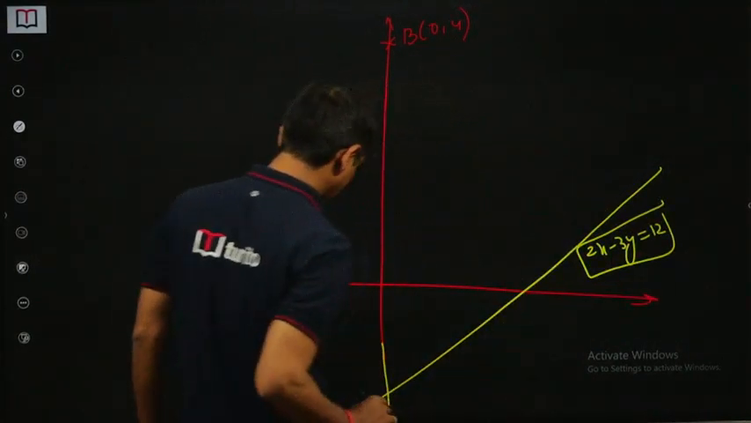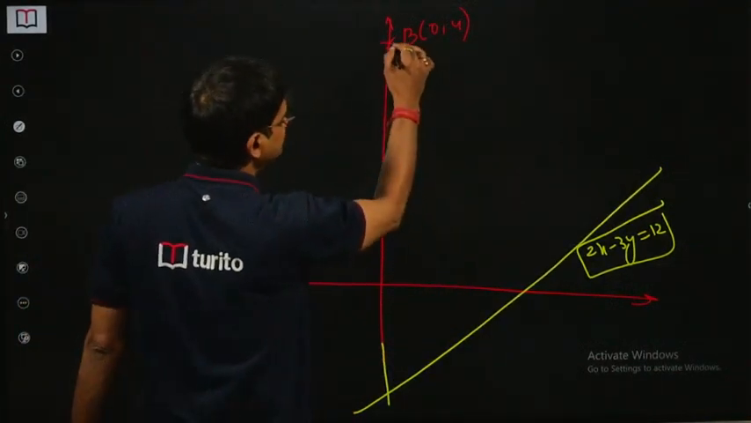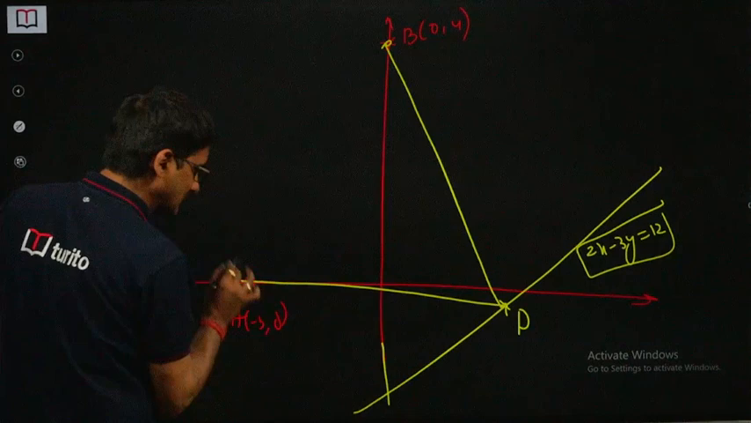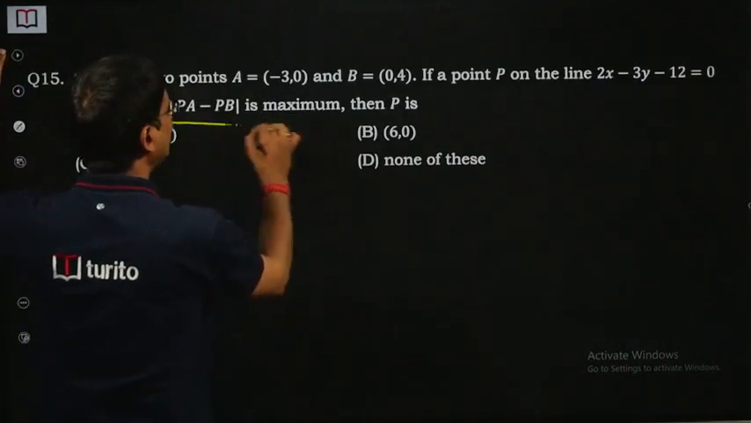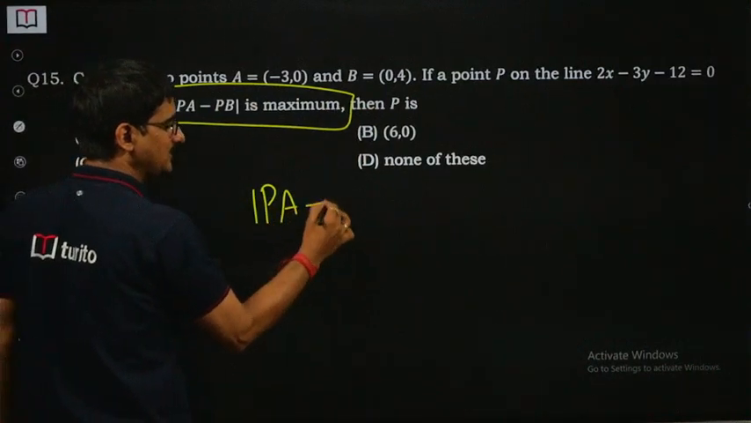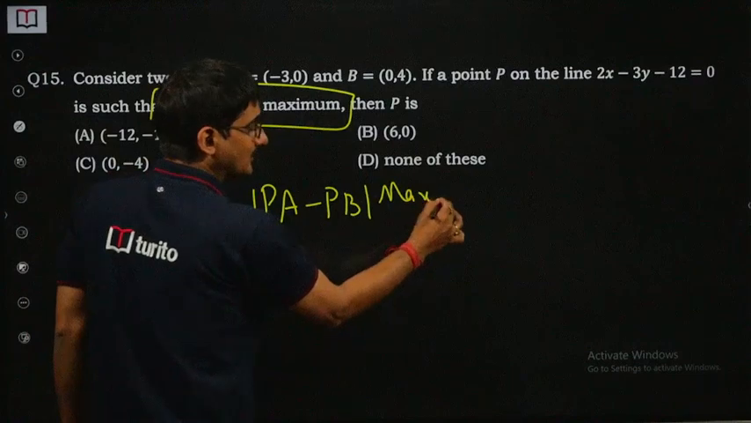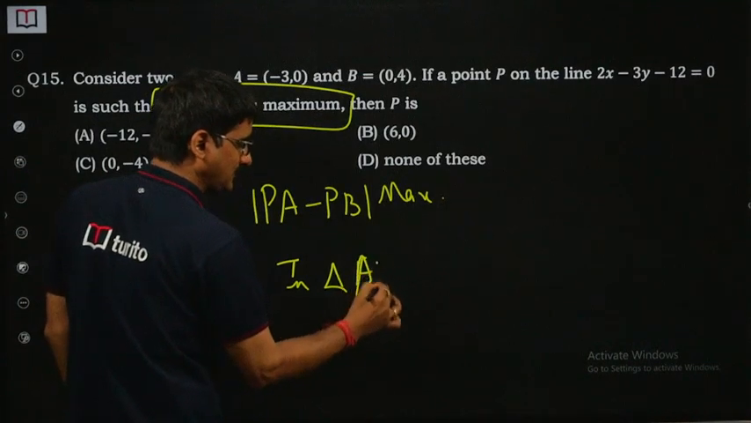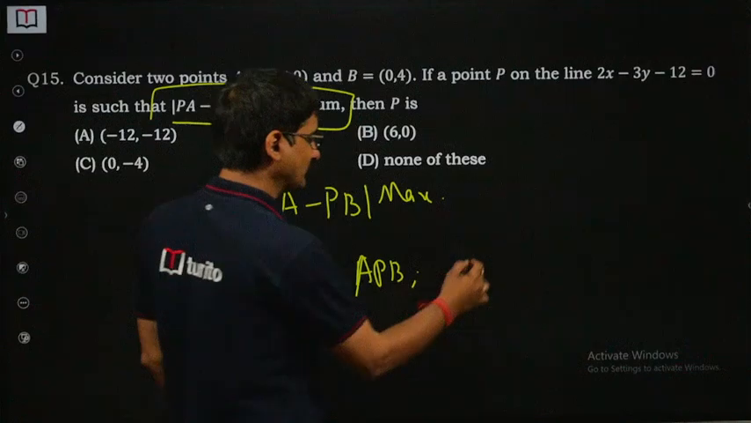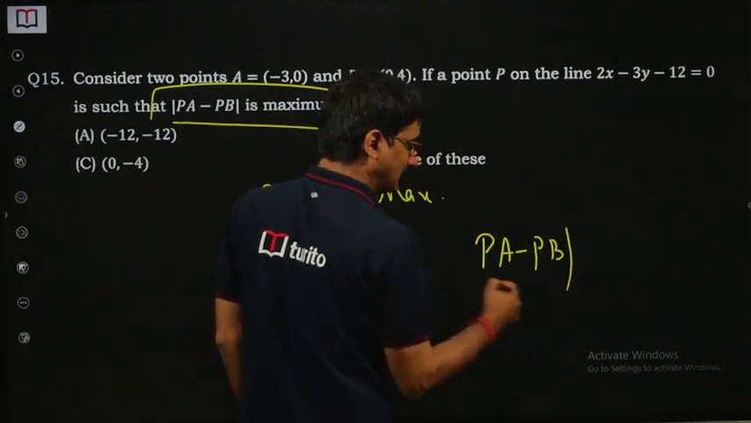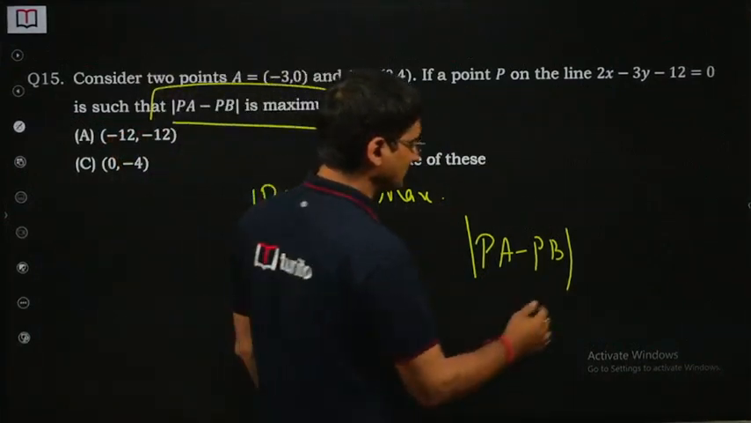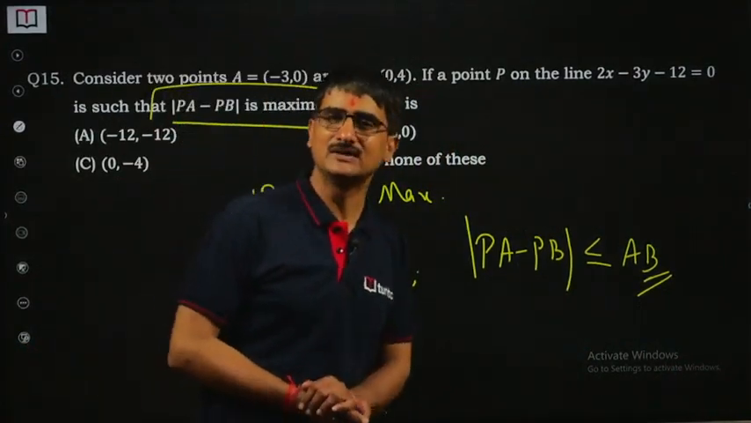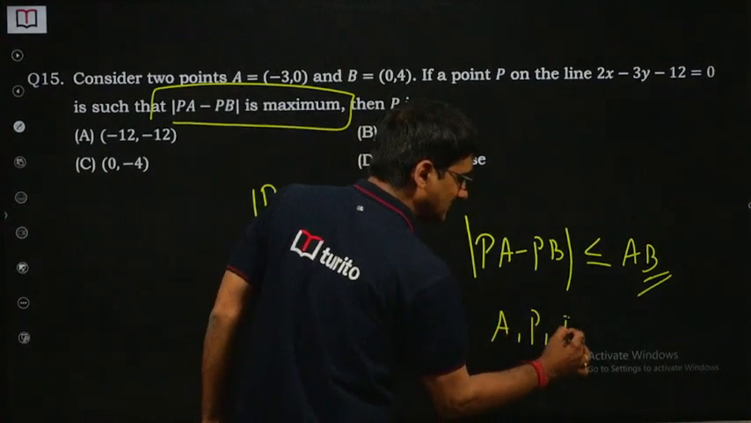So let's say point P lies somewhere here. You have to find the maximum value of PA minus PB. Now remember, in a triangle APB, the difference of two sides, so PA minus PB, the difference has to be positive, is always less than or equal to the third side. So the maximum value could be AB, but when does this equality hold? This equality holds when A, P, B are collinear.